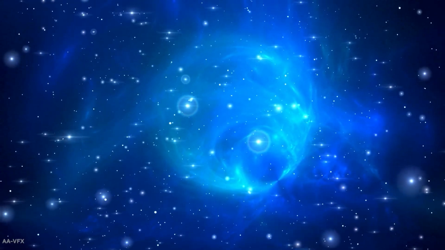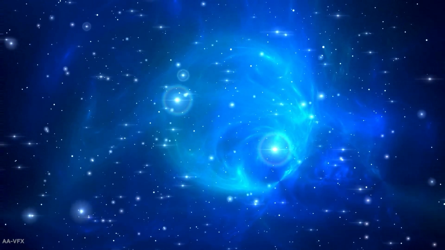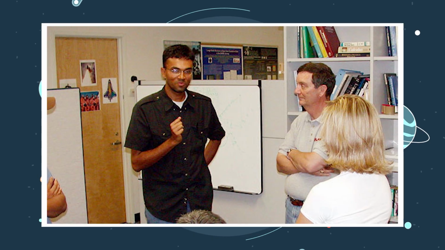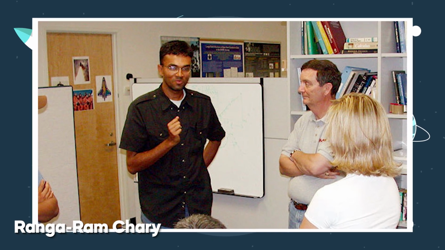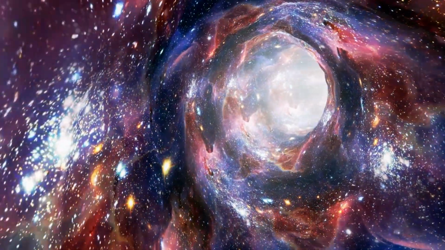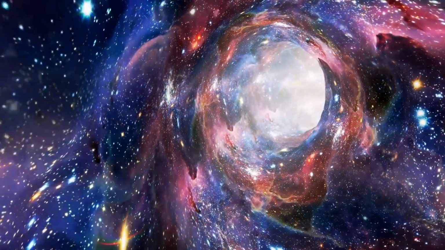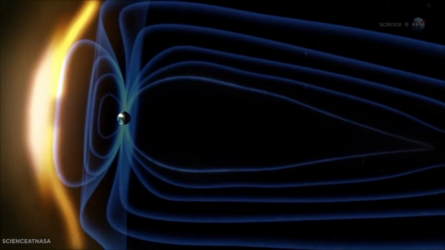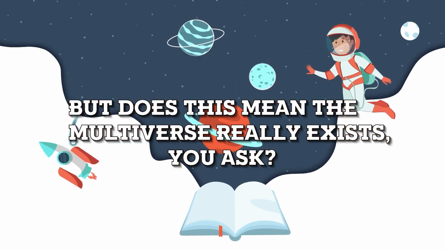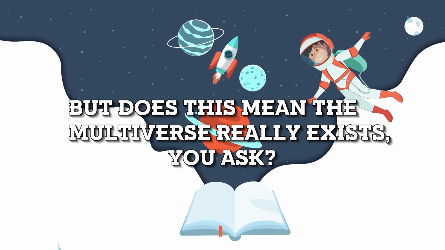This implies that we live in a bubble universe where there are multiple Big Bangs taking place, according to lead researcher Ranga Ramchari from Texas A&M University. There are more than 100 different types of universe out there. We could be a part of this great cosmic environment. But does this mean the multiverse really exists, you ask?